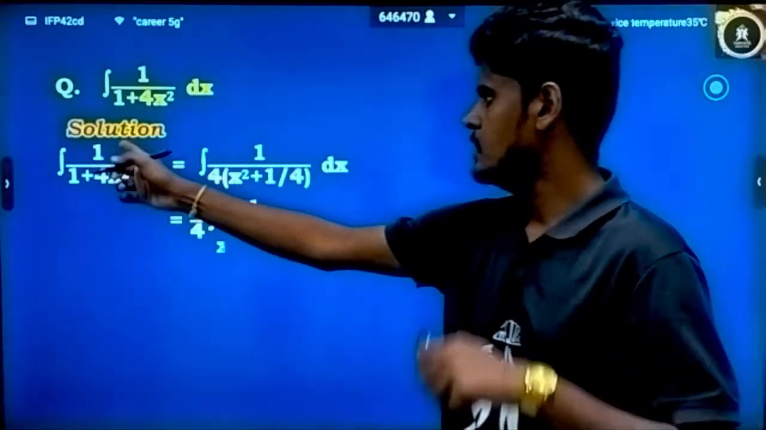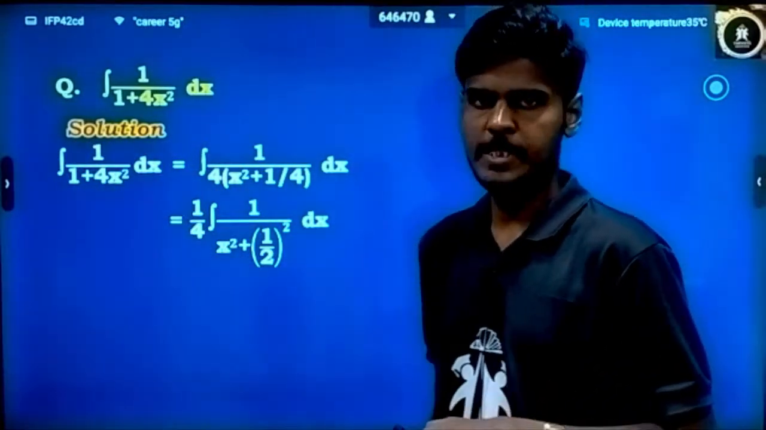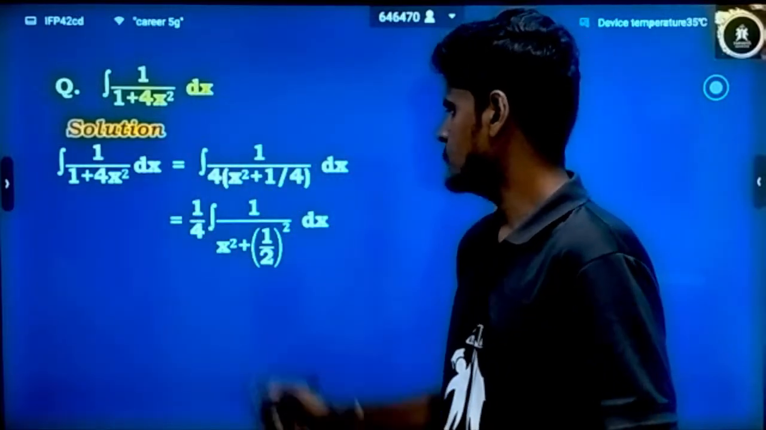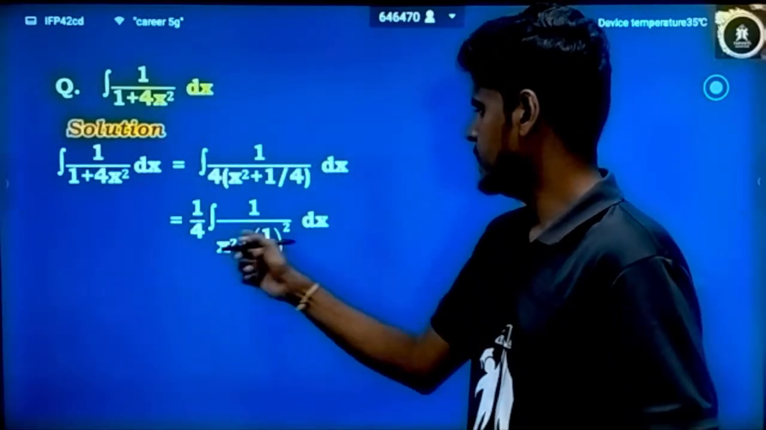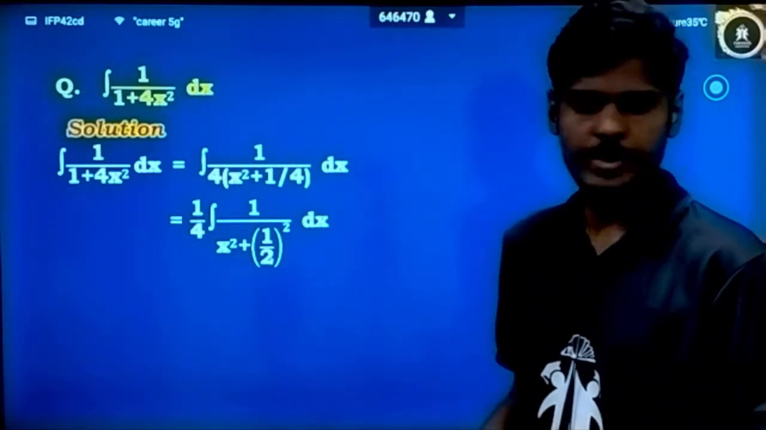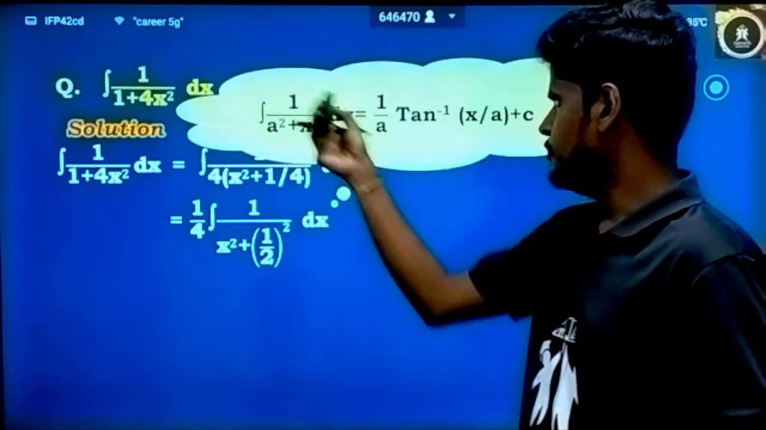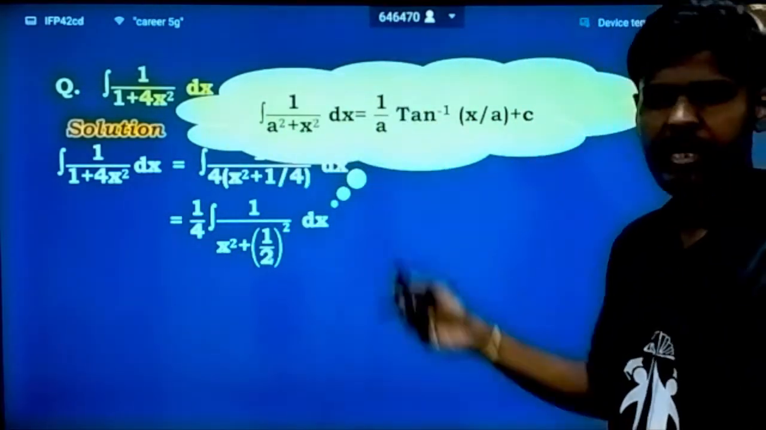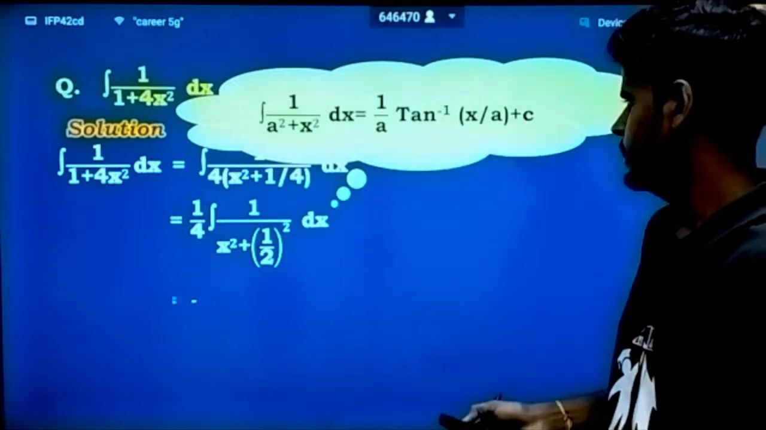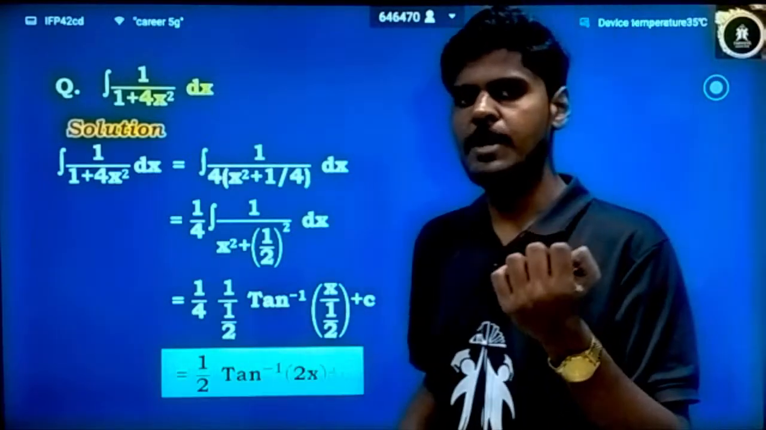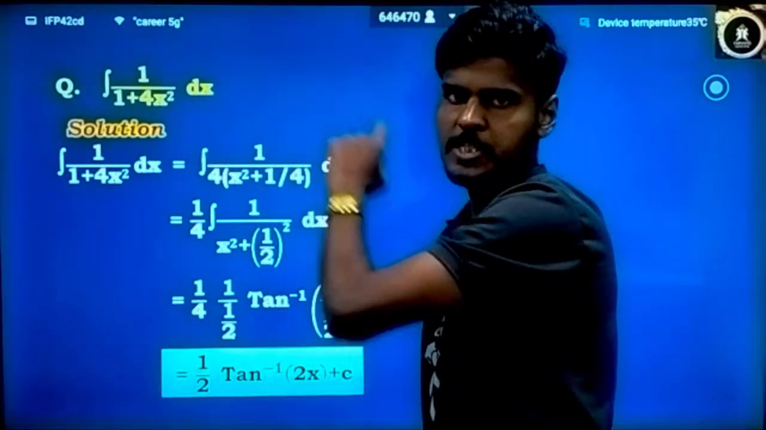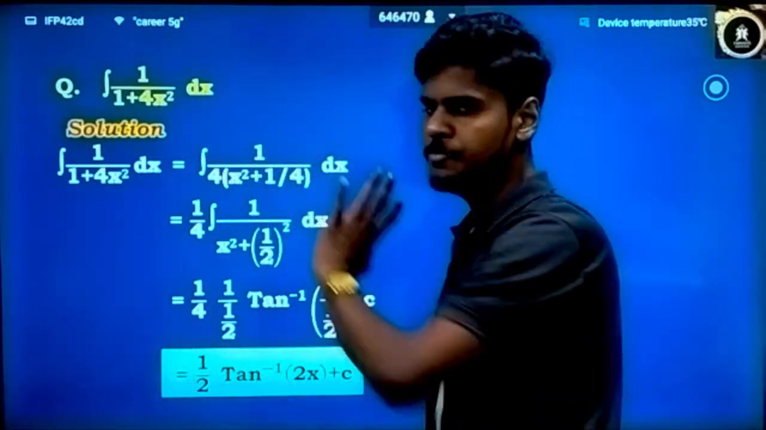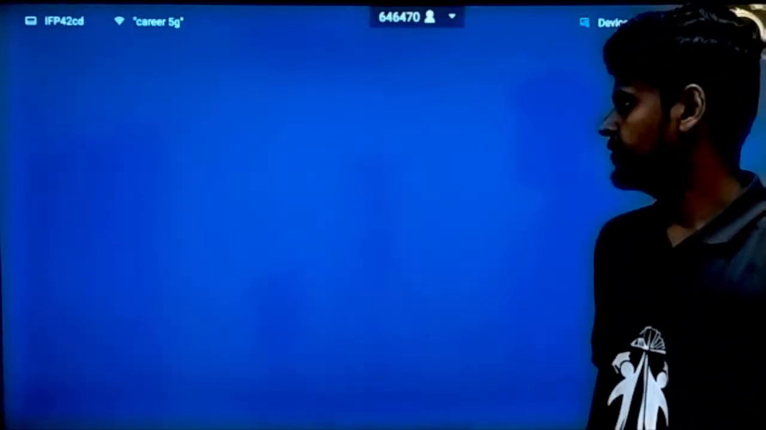So what is the solution? dx by 4x square plus 1 means, first take 4 outside, 1 by 4 dx by x square plus (1 by 2) whole square. Now the formula is dx by x square plus a square, which is 1 by a tan inverse x by a. We just need to remember the formula. Try to write the given expression in standard form and use the formula. That's it.